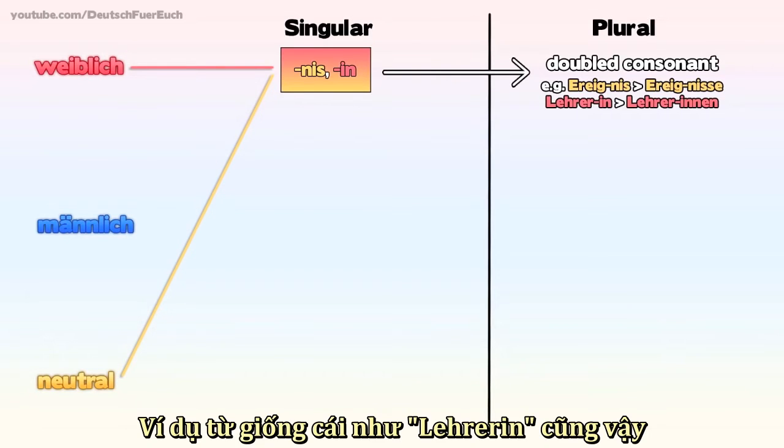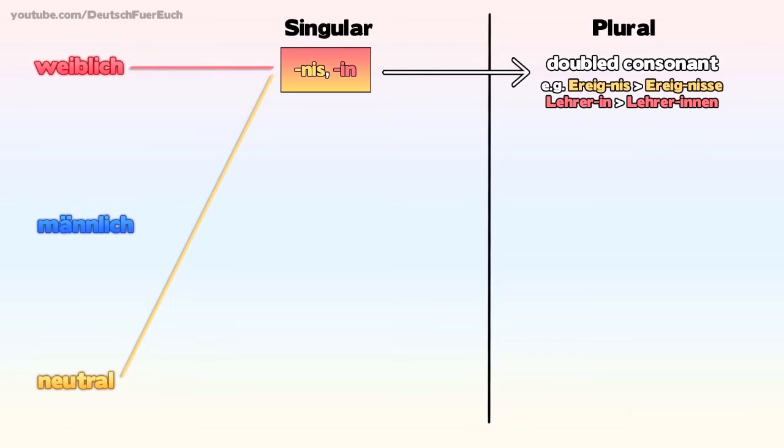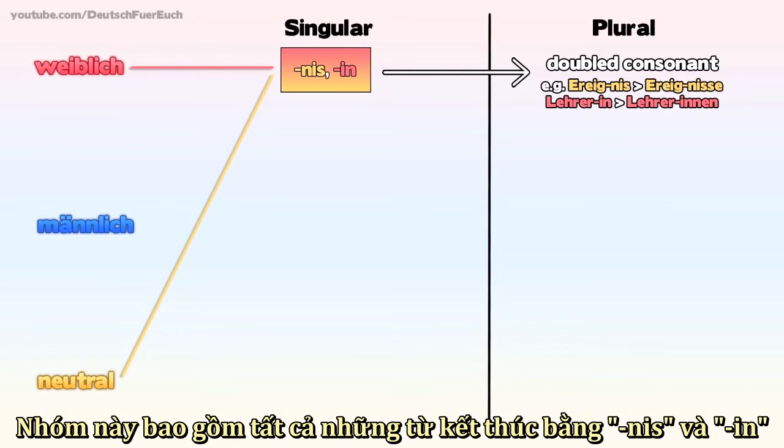The same happens with the female word Lehrerin, which means teacher, a female teacher. So we double the ending N and we get Lehrerinnen. So this is fairly simple. This applies to all words ending in nis and in.